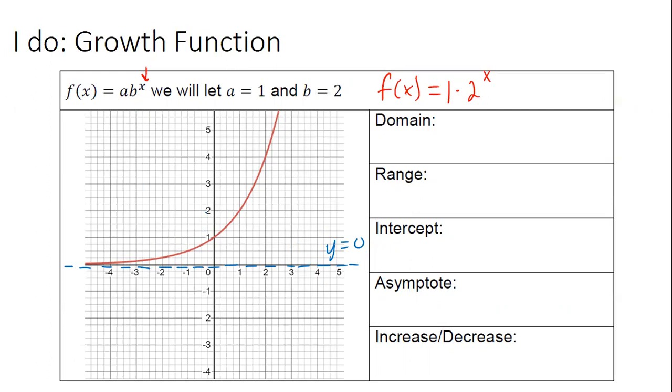We're going to look at some key features here. As you can see right here, my only intercept is a y-intercept, and it's at (0, 1). A key value here is at (1, 2). And then I have another one here at (-1, 1/2).